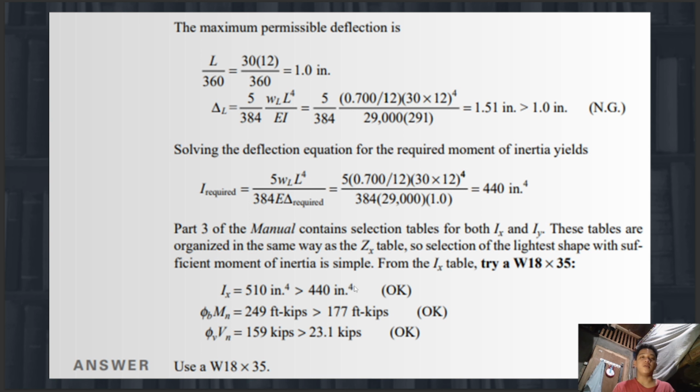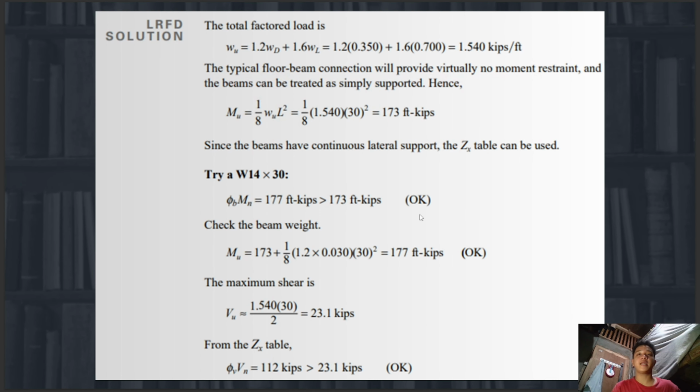So, again, back to our topic. IX equal to 510 from the table. So, dapat, sama sa pag-compute ni Agi sa tension members, ang atong required is dapat mas gamay siya compared sa atong nakuha nga bagong values. For example, I required nga 440.